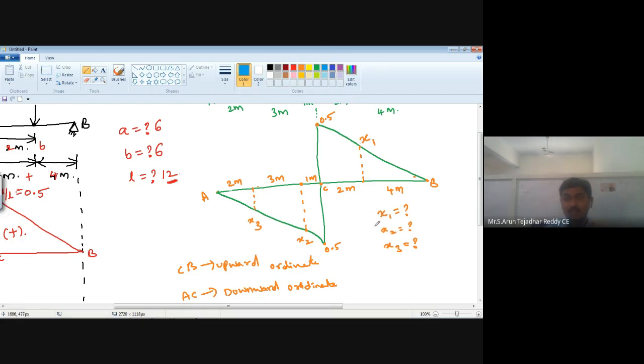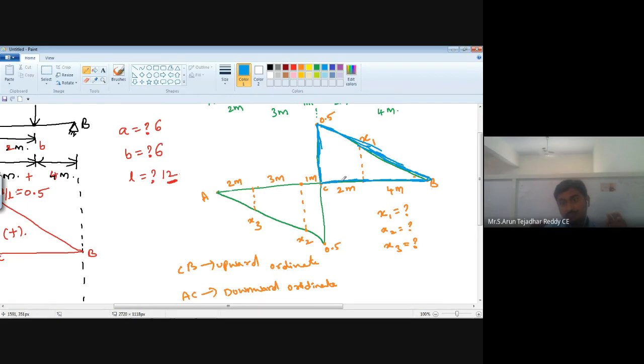So I need the x1 value. It means apply the similar triangle concept. In the upward ordinate, the bigger triangle is, observe the sky blue color. So this is our bigger triangle.